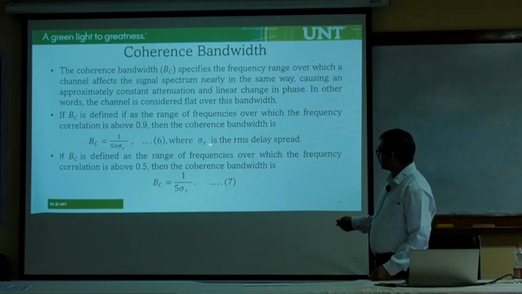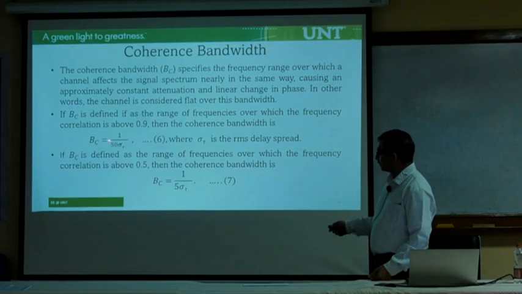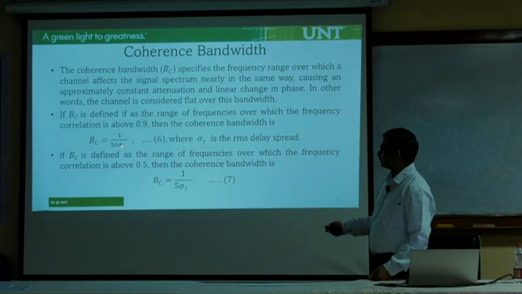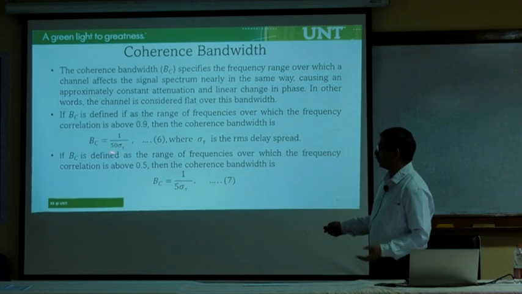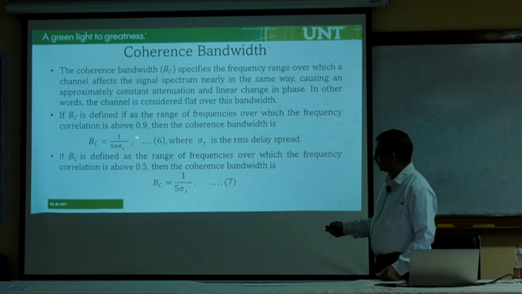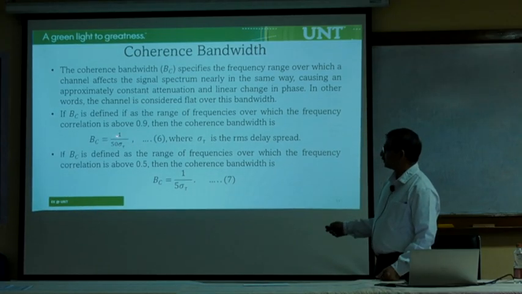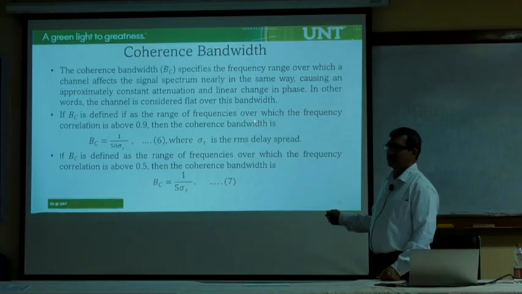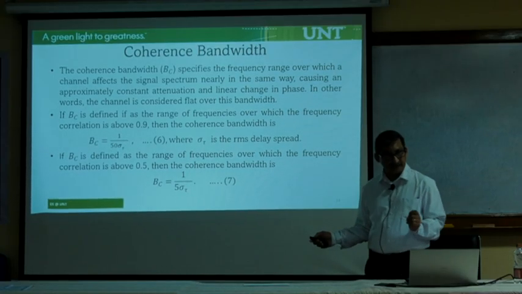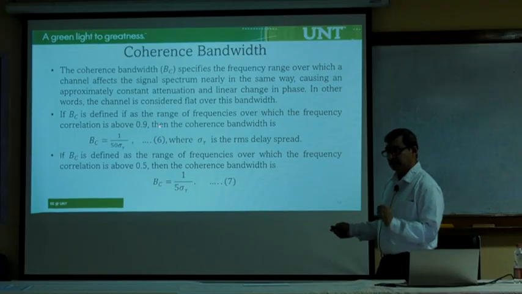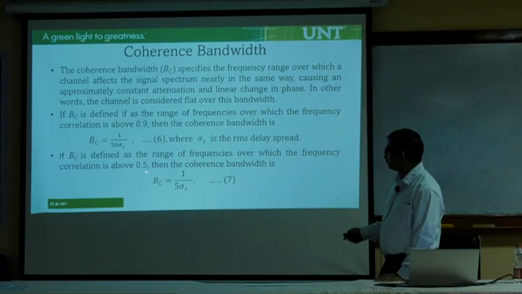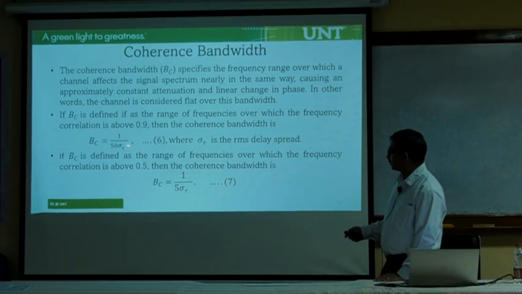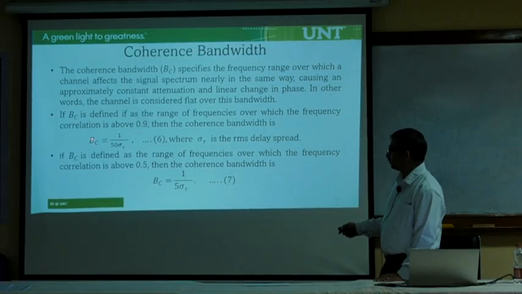If sigma tau is the RMS delay, then the coherence bandwidth is 1 over 50 sigma tau, with some constant. I'm not deriving how this 50 came, this is more like a thumb rule. But in general, you can say the coherence bandwidth is inversely proportional to delay spread. That's the key thing that you need to know. Coherence bandwidth is inversely proportional. That is the key idea that you have to learn in both cases. It depends on what your threshold is. So if the delay spread is longer, then the coherence bandwidth becomes small, and vice versa.